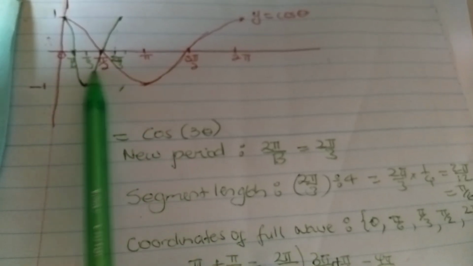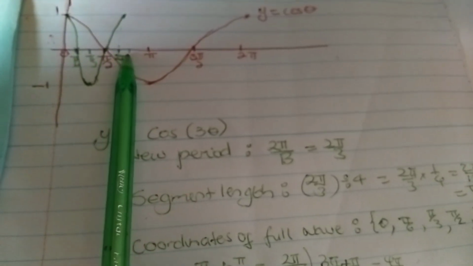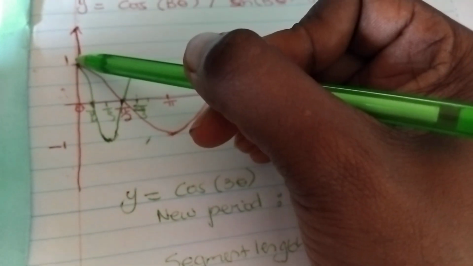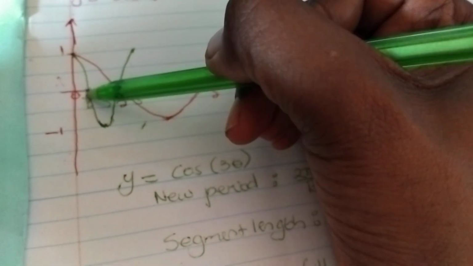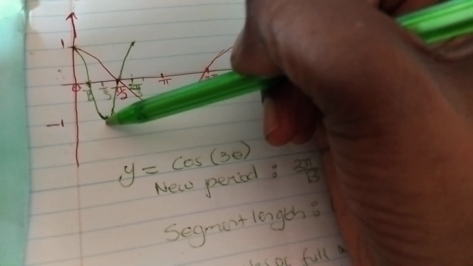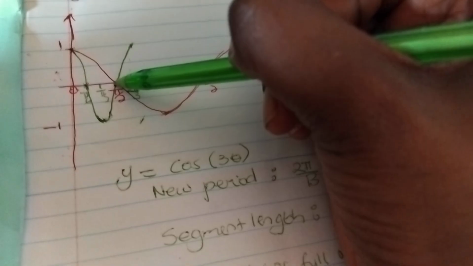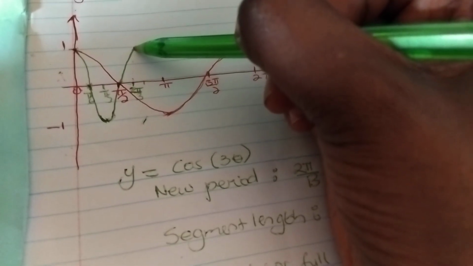So how do you use these coordinates now that we have marked on the x-axis? For a cosine, cut your x-axis, get to the minimum, to the x-axis, and then end here.